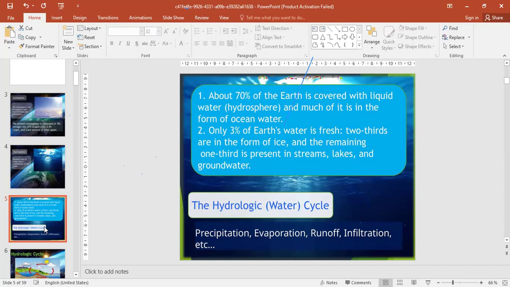What is precipitation? Precipitation is a form of rainfall. Water gets to the earth, then water is sent back to the atmosphere by the process called evaporation. When water gets to the earth's surface, during the raining season, when you have heavy rainfall, you will see water running through drainages, through the surfaces.